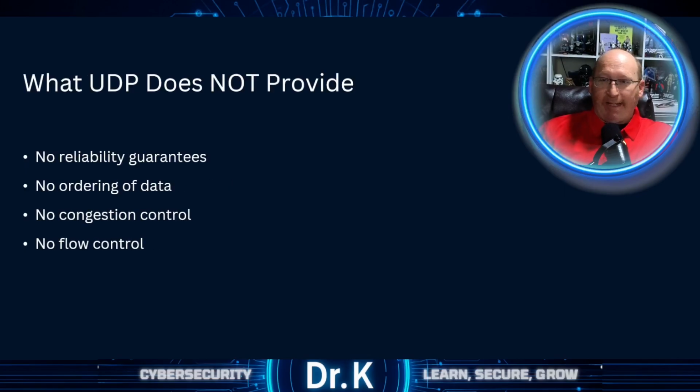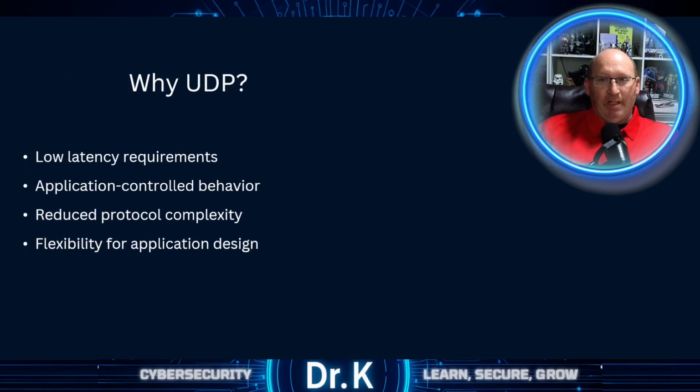UDP does not guarantee that the data will arrive in order, or arrive only once. It also does not perform congestion control or flow control. These omissions are intentional and reflect a design choice rather than a limitation. Understand that. Some applications prioritize low latency and simplicity over reliability. For these applications, the overhead of additional transport features is unnecessary and undesirable. UDP allows applications to implement their own handling of loss, timing, and ordering if it's needed.